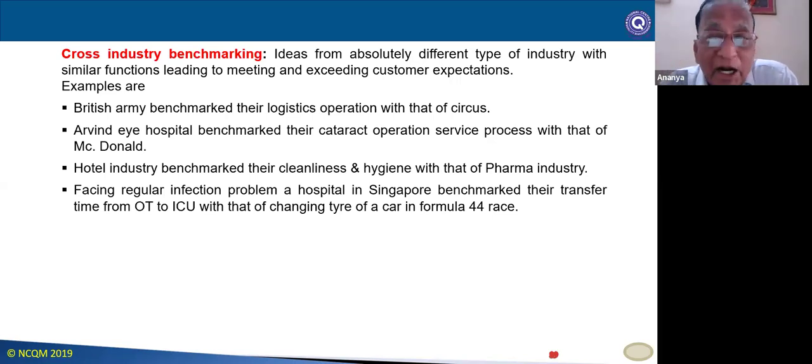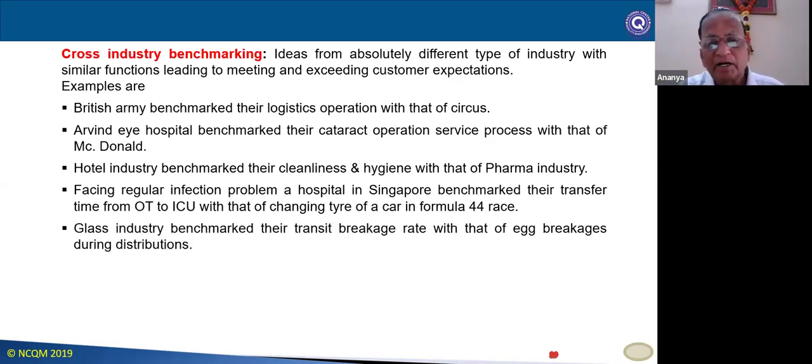So it need not be from your line of operation, your line of service. It can be from somewhere else also. But ultimately it is the delivery of product, or delivery time, or the methodology or concept you're talking about. That's a beautiful thing for benchmarking. Good.